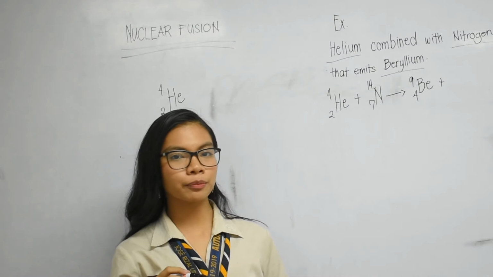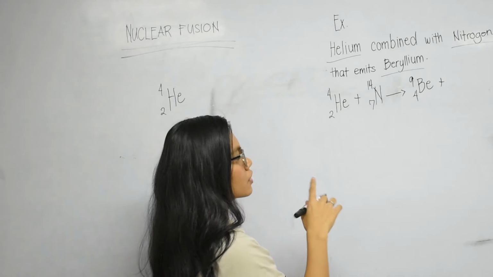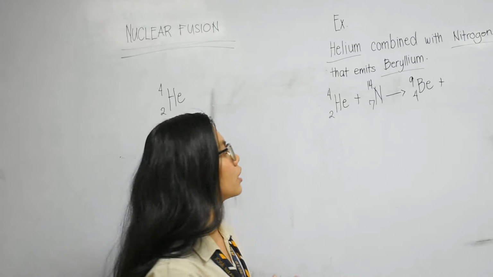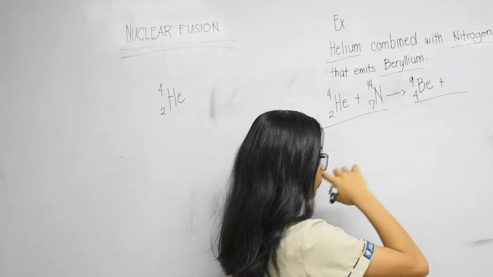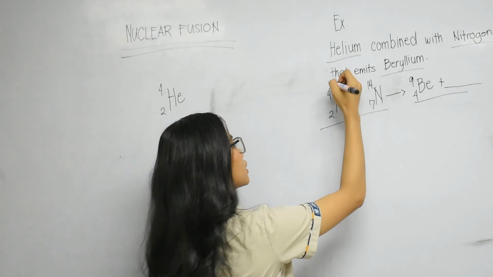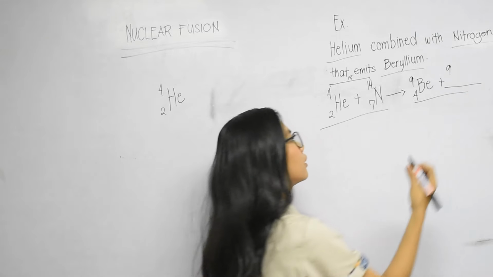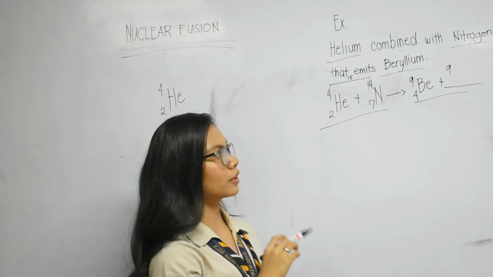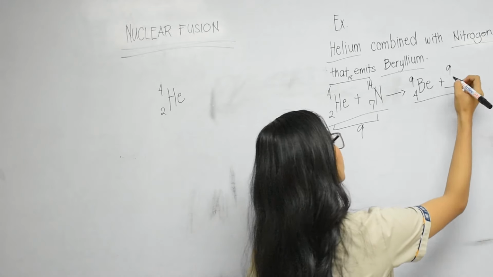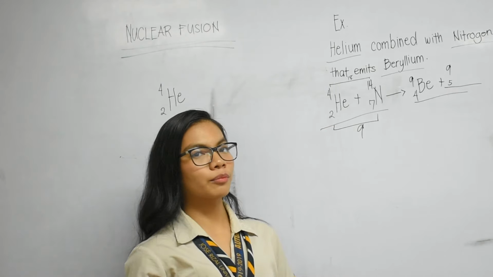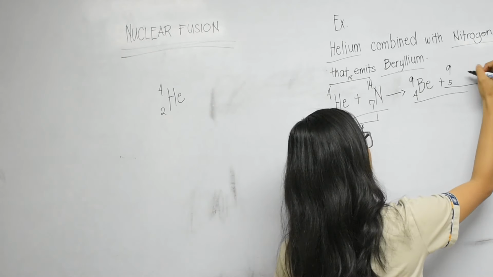To find the second product and balance the nuclear fusion, the superscript and the subscript of the reactants must be equal to the superscript and the subscript of the products. 4 plus 14 is 18, minus 9 is 9. For the subscript, 2 plus 7 is equal to 9, minus the subscript of the product 4 is equal to 5. Now that we have our atomic number, let's look for the element that has 5 protons, which is boron.